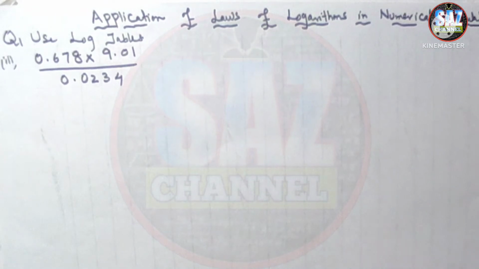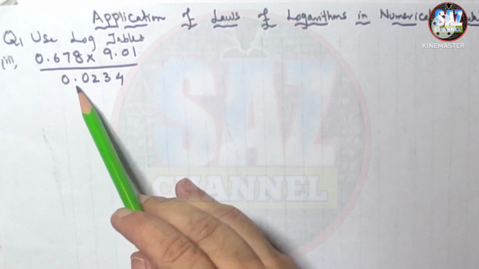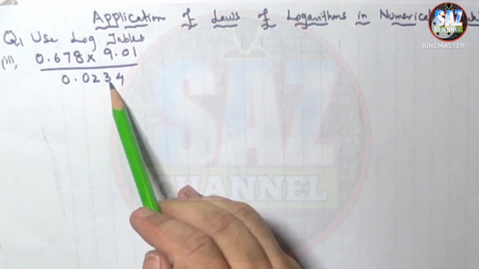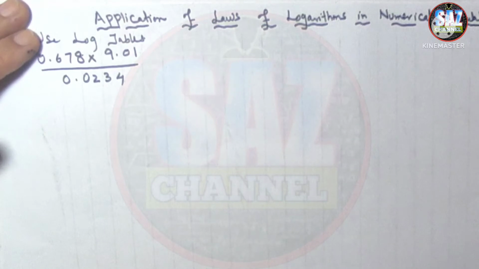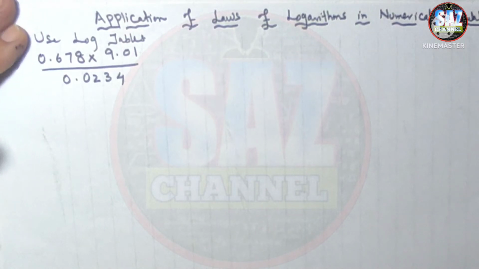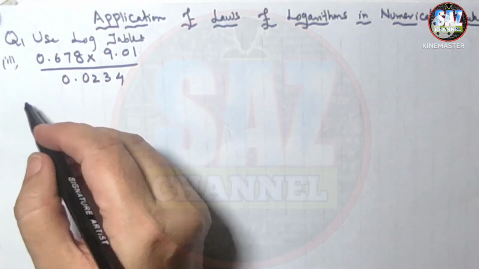Okay, question number 1, third part says use log table to find the value of, let me confirm the question, 0.678 multiplied by 9.01 divided by 0.0234. Okay, the question is correct. It's always good to recheck your question before solution, so that if there is any problem with the values, you can correct it in the beginning.